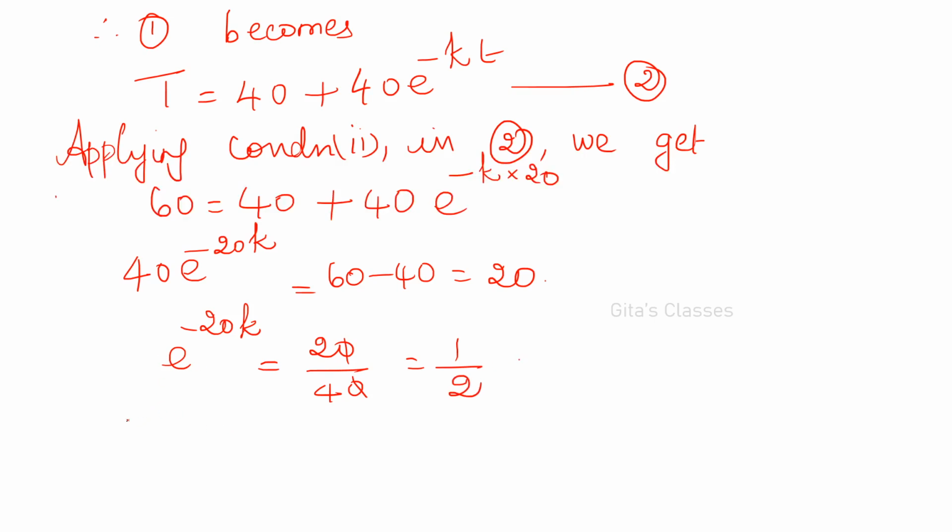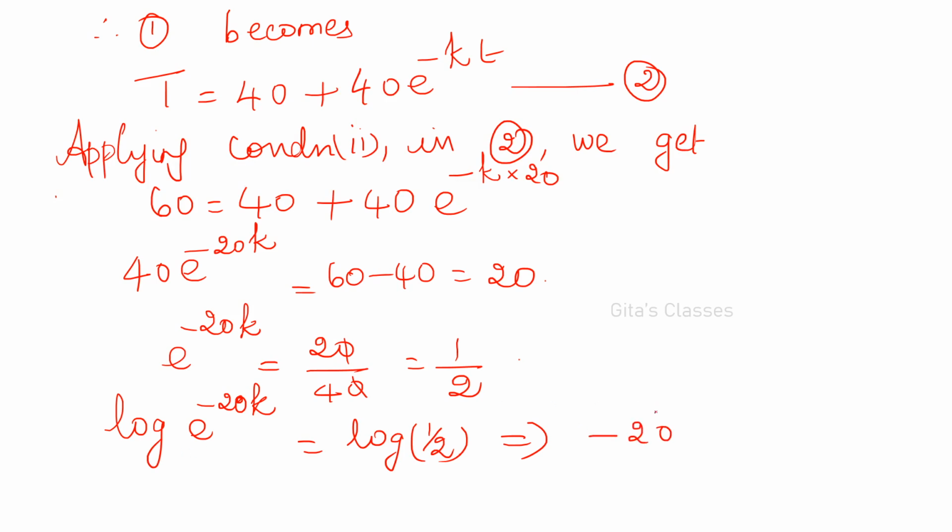And on both sides I am going to apply log, because I want k, right? So log of e power minus 20k is equal to log of 1 by 2. That implies minus 20k, because e and log are inverse functions. So minus 20k is equal to log of 1 by 2, or k is equal to, this minus will become log 2. So 1 by 20.